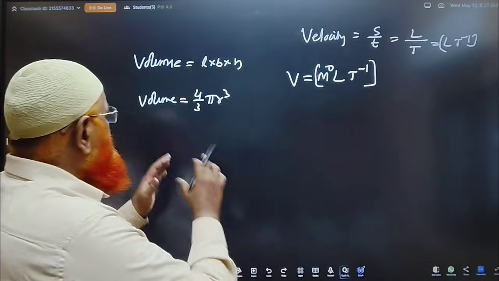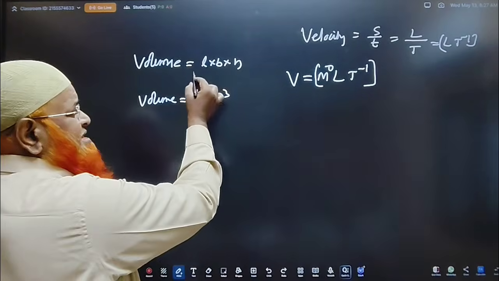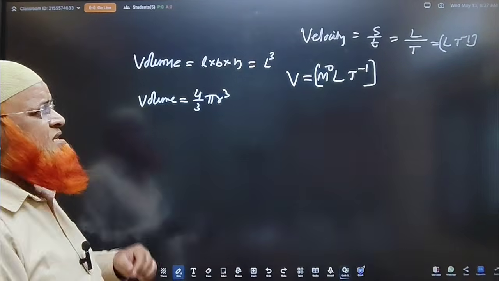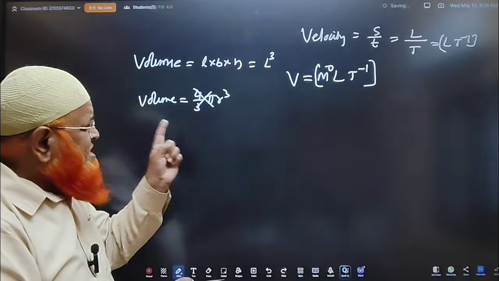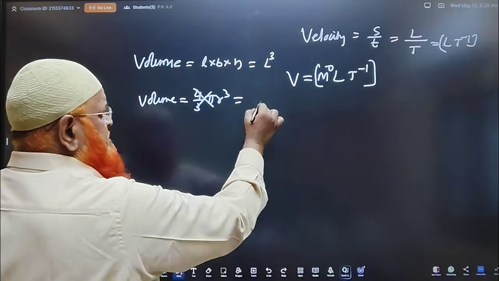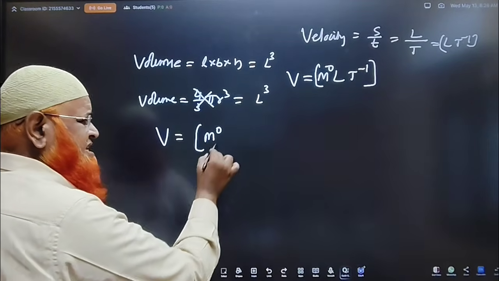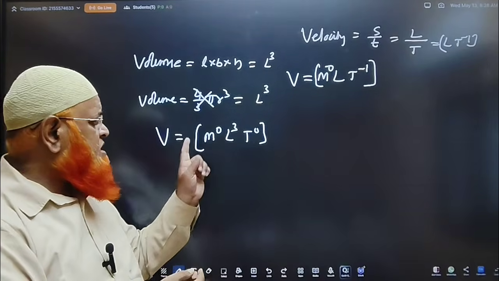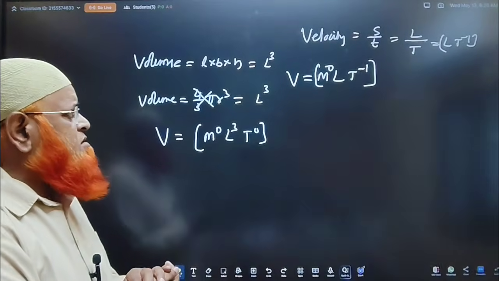Okay, velocity. Now if you consider volume, the volume of a cuboid is nothing but length into breadth into height. All three are lengths only, so we can write this as L cube. For the volume of a sphere, 4 by 3 pi does not have any dimensional formula; it is a constant. Only the radius has a dimensional formula, and radius is also length here. So that also we write as L cube. So what is the dimensional formula for volume? M is not present, so 0. T is not present. Only L is present. So we write M power 0, T power 0, L cube, isn't it? Okay, so this is the formula for volume.